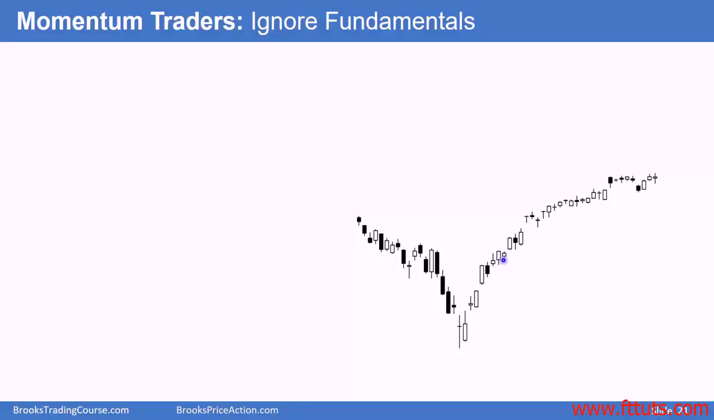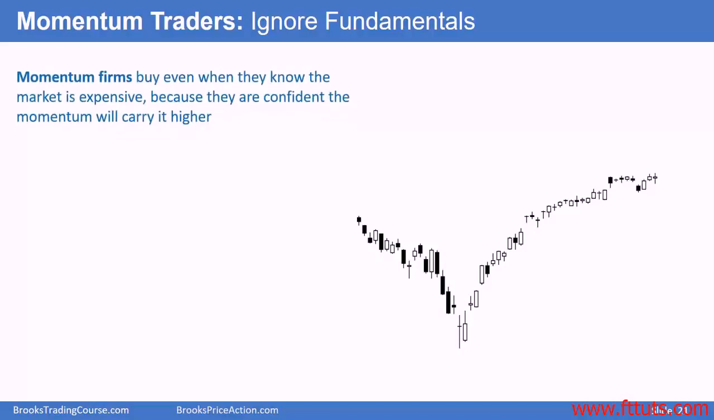So here you are buying at the top of 6 or 7 or 8 bars, 10 bars, 15 bars. The momentum traders, they don't care. They don't care about the fundamentals. All they know is the market's going up and they'll make money if they buy. They don't care if it's expensive. They don't care about PE ratios. All they care about is it's going up and they want to buy.